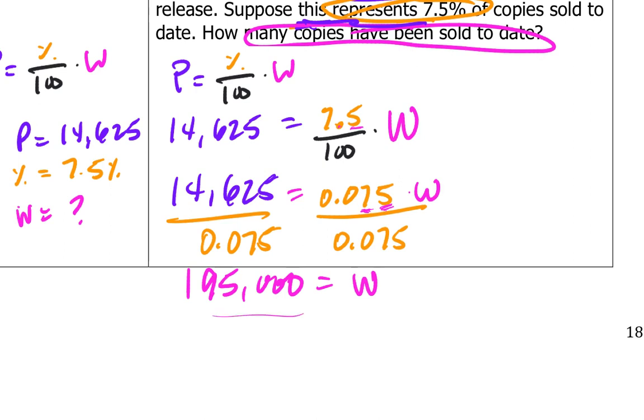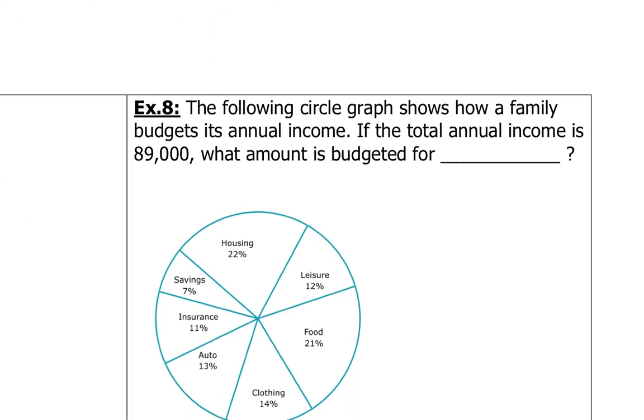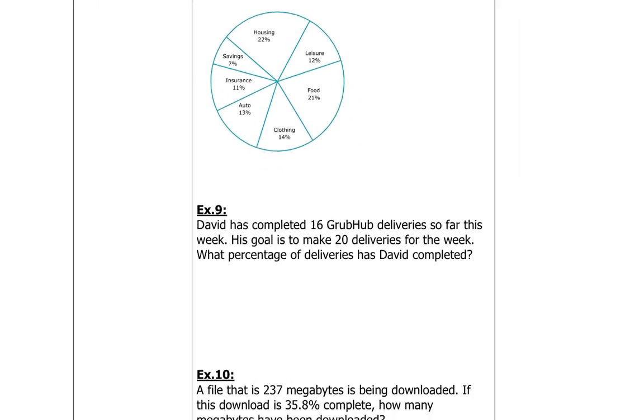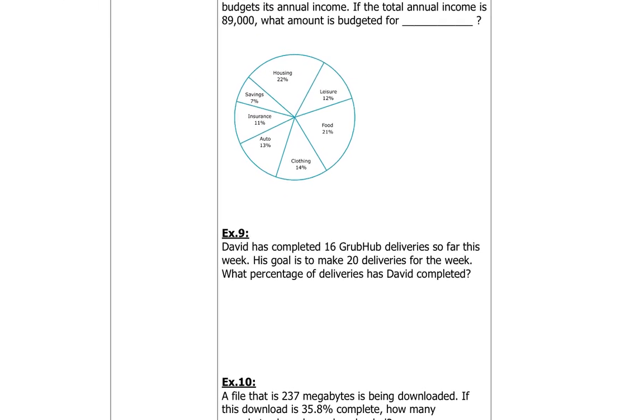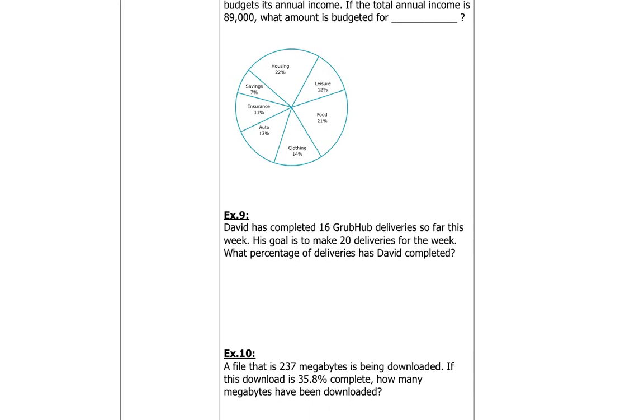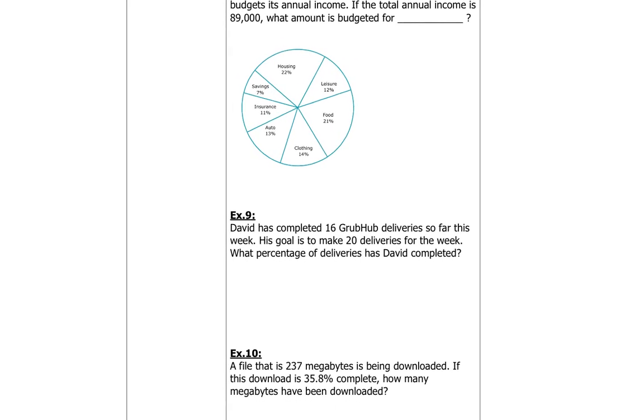We got 195,000. And so that means you could say that 195,000 copies have been sold to date. Notice all we're doing is copying the question, answering the question. Okay, so I think that's about enough for you. Now we are going to talk about these in class. So if you want a little bit of a head start, okay, you could look at this and see if you can understand it.